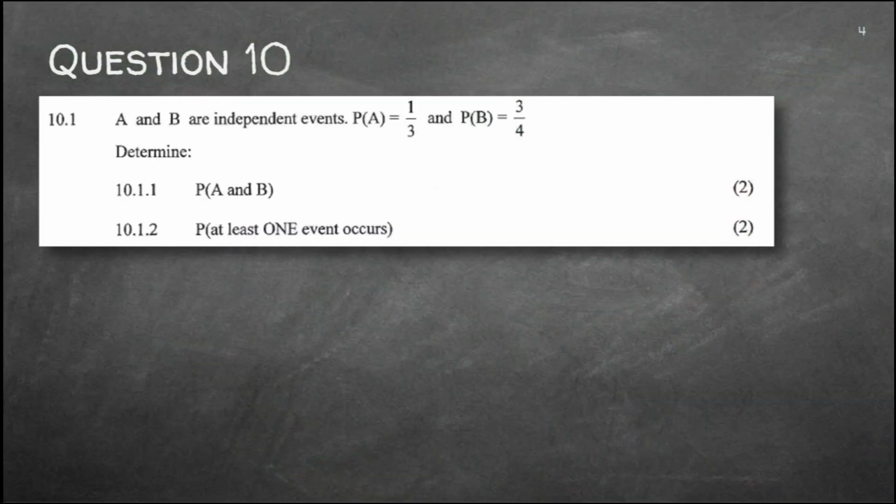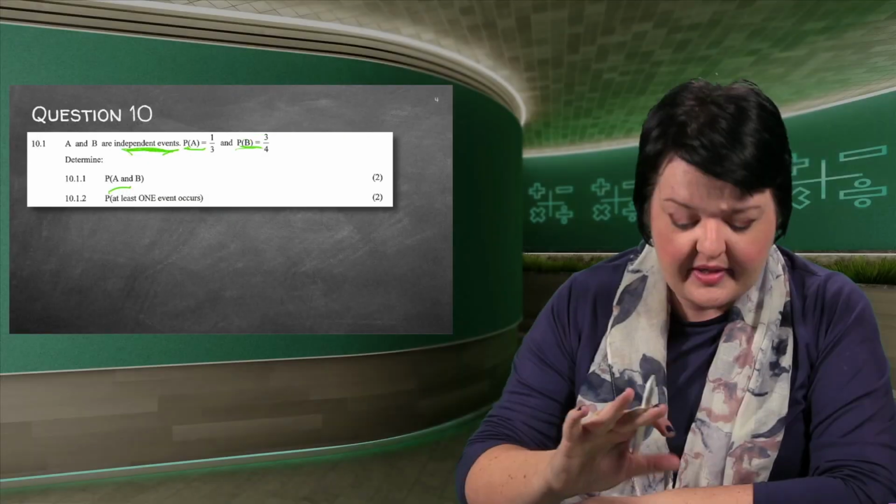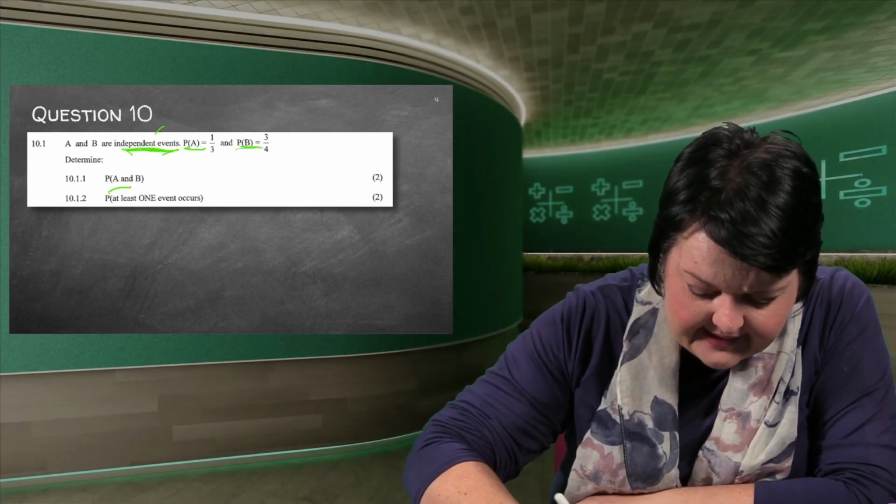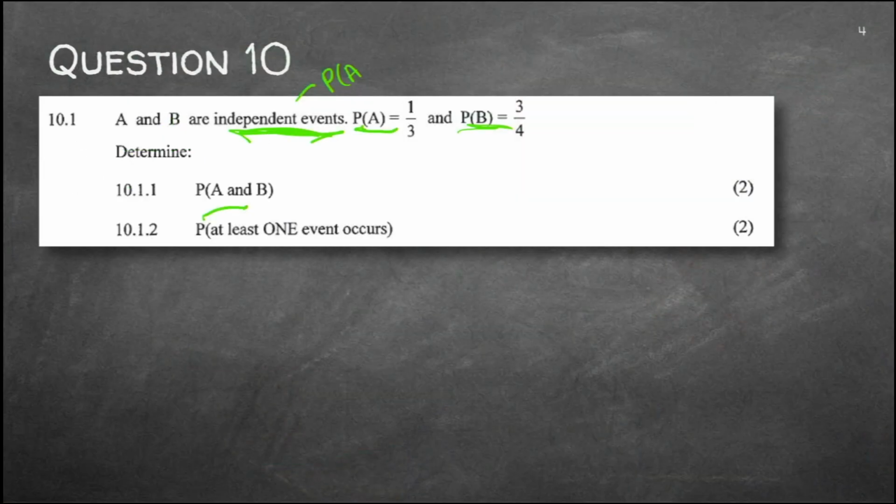So now we start with the probability questions. A and B are independent events, with the probability of A being a third, probability of B being 3/4. Determine P(A and B), and P(at least one event occurs). Very important: independent. Immediately I know that the probability of A and B is equal to the probability of A times the probability of B. Let's quickly do that, because that's actually the first question.